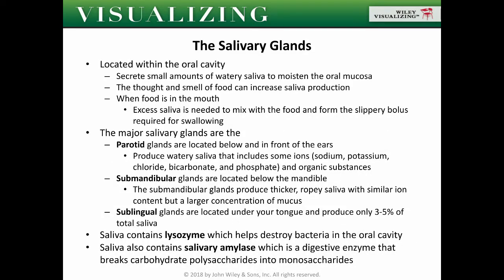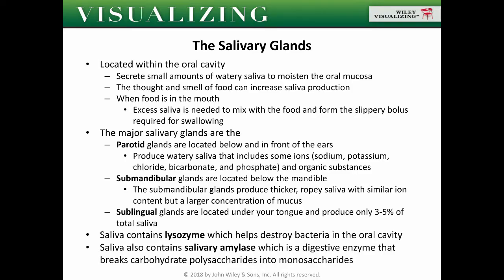Now let's look at the salivary glands. The salivary glands are located within the oral cavity. They secrete small amounts of watery saliva to moisten the oral mucosa. The smell of food can increase salivary production. So when you're hungry and you smell something good, it is actually a trigger for the production of saliva. When food is in the mouth, excess saliva is needed to mix with the food and form the slippery bolus required for swallowing.